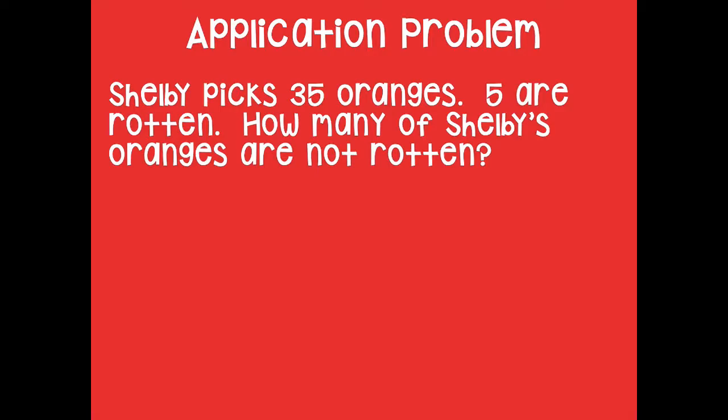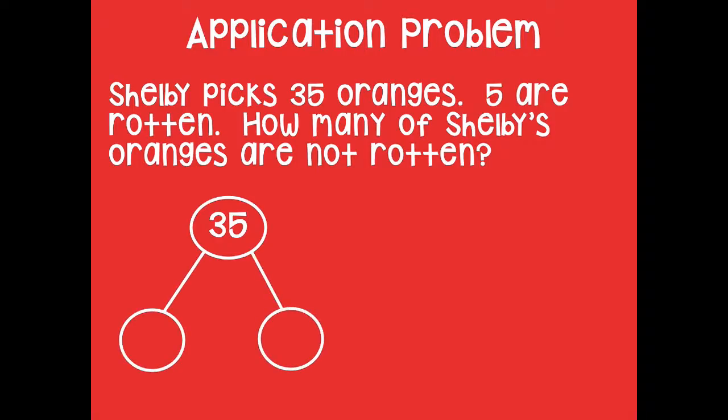All right, friends, make sure to pause if you need more time. Otherwise, here's what I did. I drew a number bond. I knew that there was 35 oranges that she picked. And now I know there has to be parts, right? So there's my 2 parts. Well, 5 are rotten, and the other part is the not rotten.